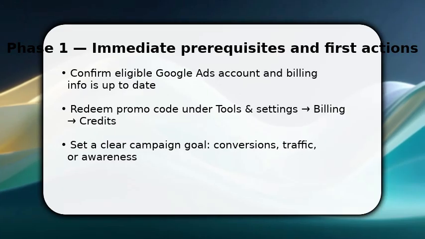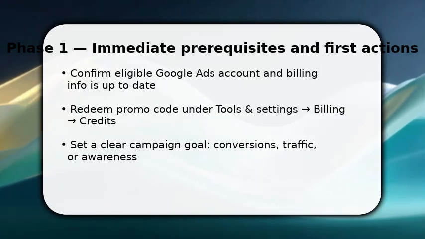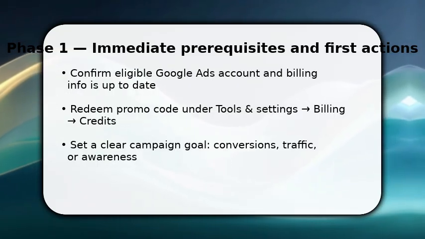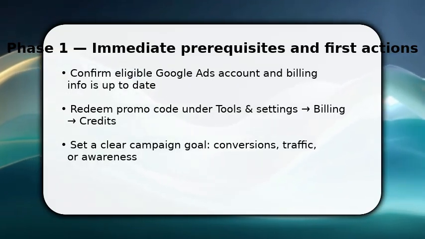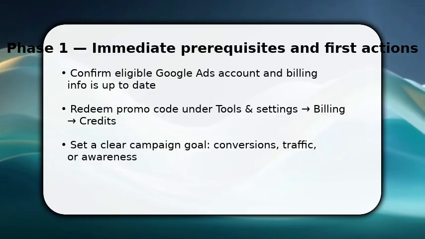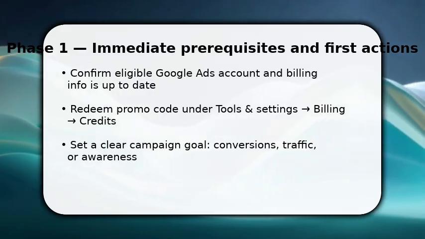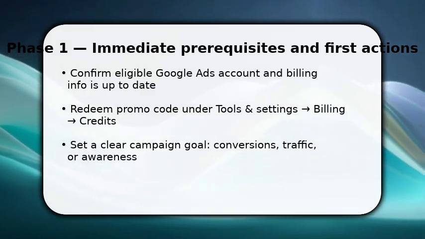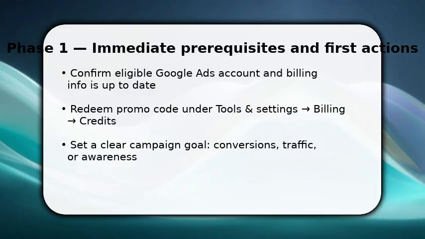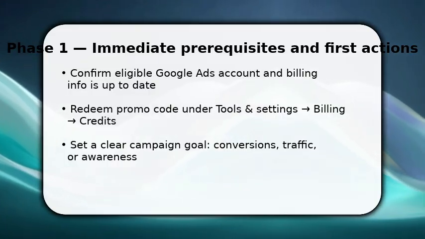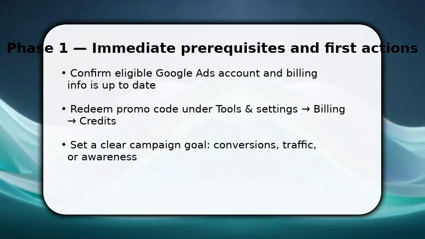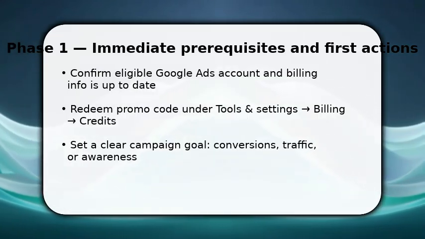You start by confirming account eligibility and billing details. This avoids delays. Once done, open Tools and Settings, go to Billing, then Credits, and enter the promo code exactly as provided. Make sure to set a clear campaign objective, conversions, traffic, or awareness, because credit applies best when tied to a measurable goal. You should also pick a time zone and payment threshold now, so billing cycles align with how the credit will apply to future charges.